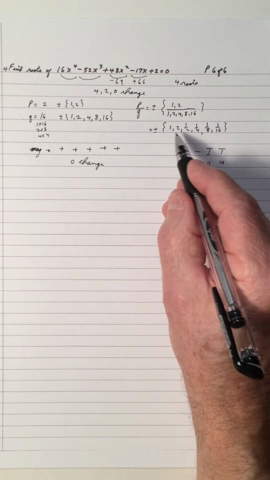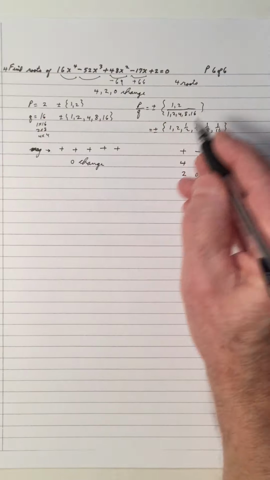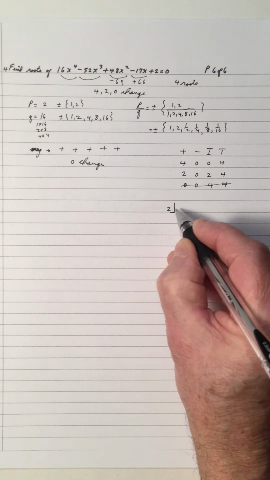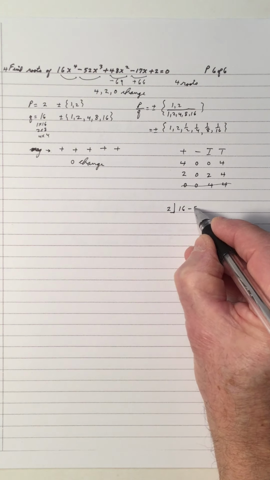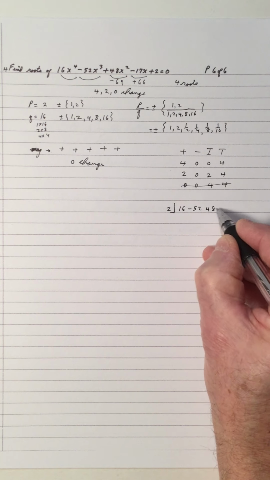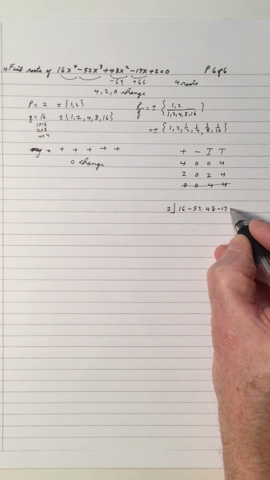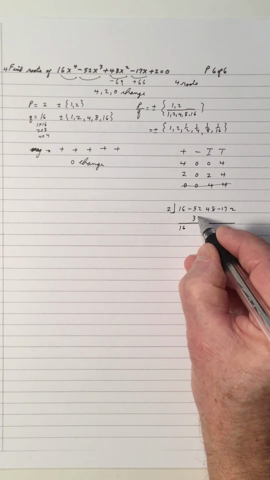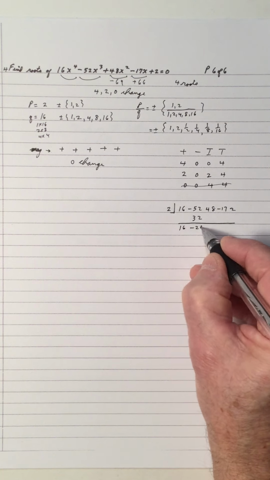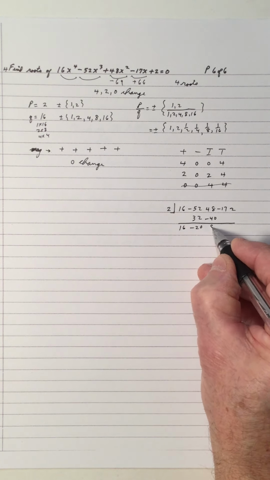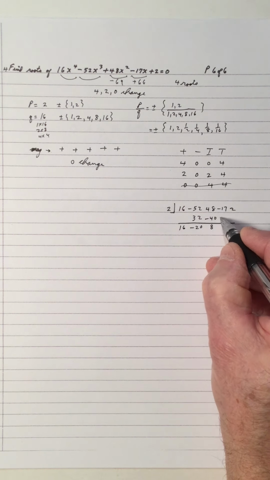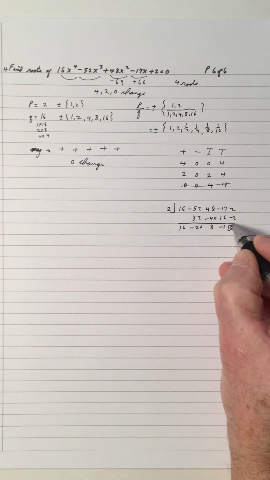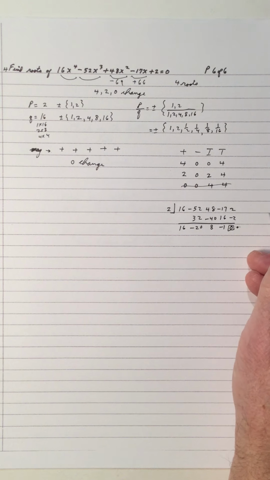Now we know 1 is not a root, 1 is gone because it didn't add up to 0. So now we have to try a 2. So 2, synthetic division into 16, negative 52, 48, negative 17, and 2. So bring down your 16, multiply, 32, add, negative 20, multiply, negative 40, add 8, multiply, 16, add negative 1, multiply, negative 2. So 2 is a root. So we found 1 root.